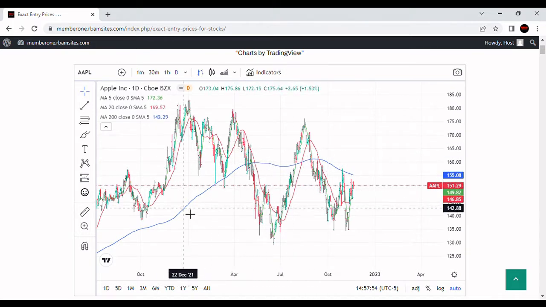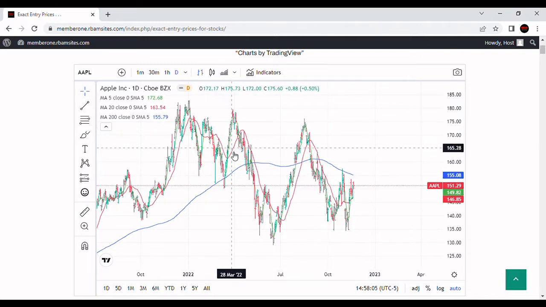And again, we're using a 5-day simple moving average, a simple 20-day moving average, and a simple 200-day moving average. I recommend you color code them. I always go green, red, and blue. That's what I do, because that way I don't even have to think about it anymore. I know what they are.